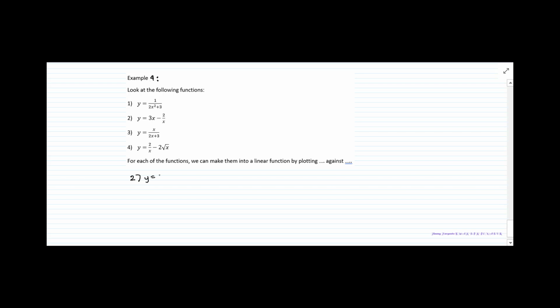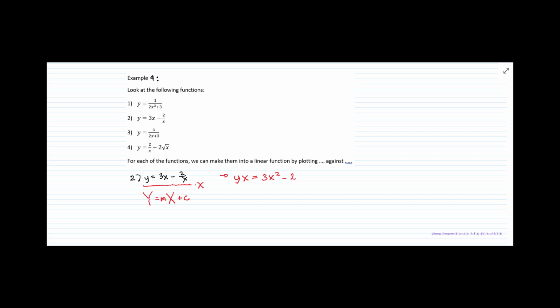we have y equals 3x minus 2 over x. We have to make it into a straight line, so we have to make the equation into y equals mx plus c. It's different, because we have 2 over x right here. So we have to make it single. How? I think by multiplying all of them by x. Okay, let's try to multiply all of them by x, and then we will have yx equals 3x squared minus 2.